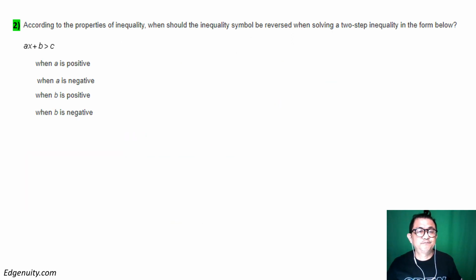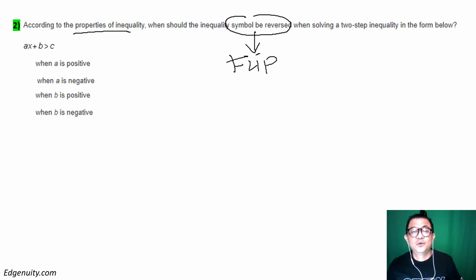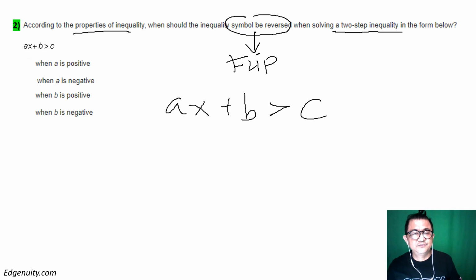According to the properties of inequality, when should the inequality symbol be reversed? Or that's what we said, flipping. When solving a two-step inequality in the form ax plus b is greater than c, if c is negative, is it okay? Yeah, the symbol is still the same. If b is negative, will the symbol be the same? Yes. How about if a is negative? What will happen? Let's see.